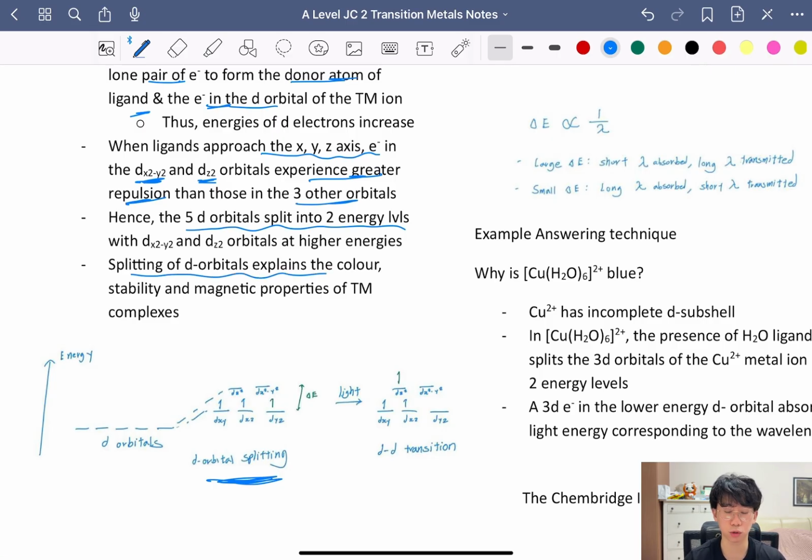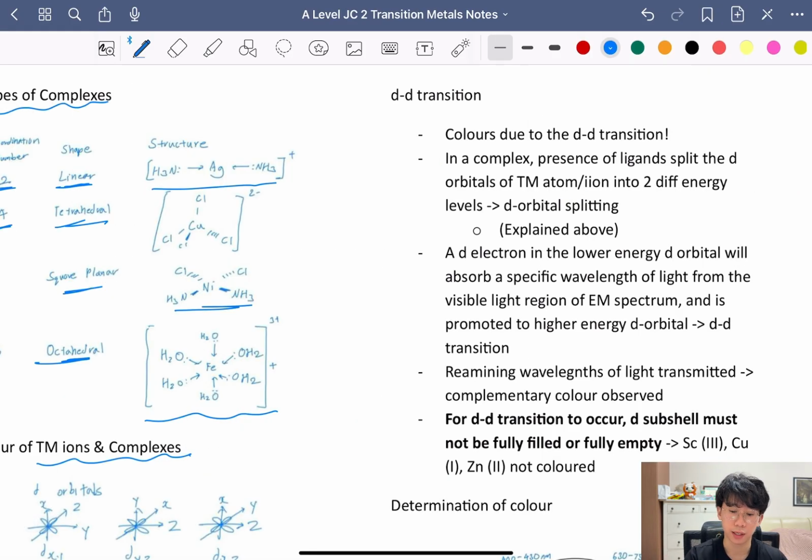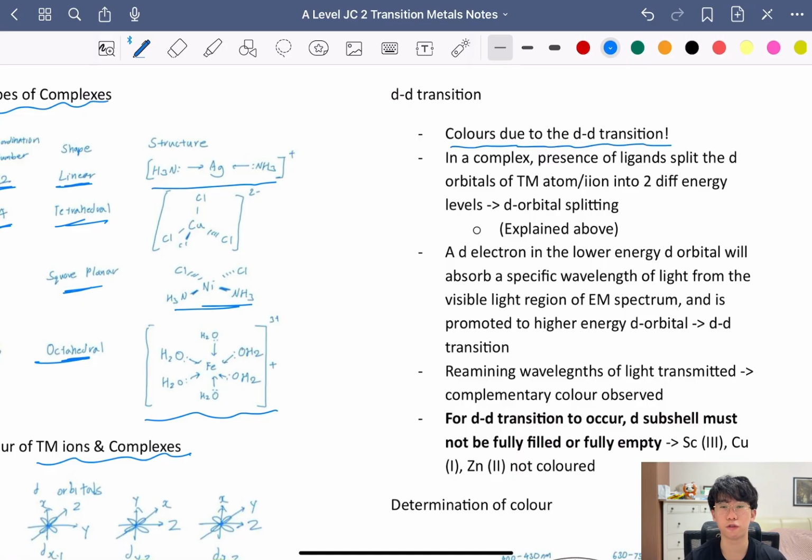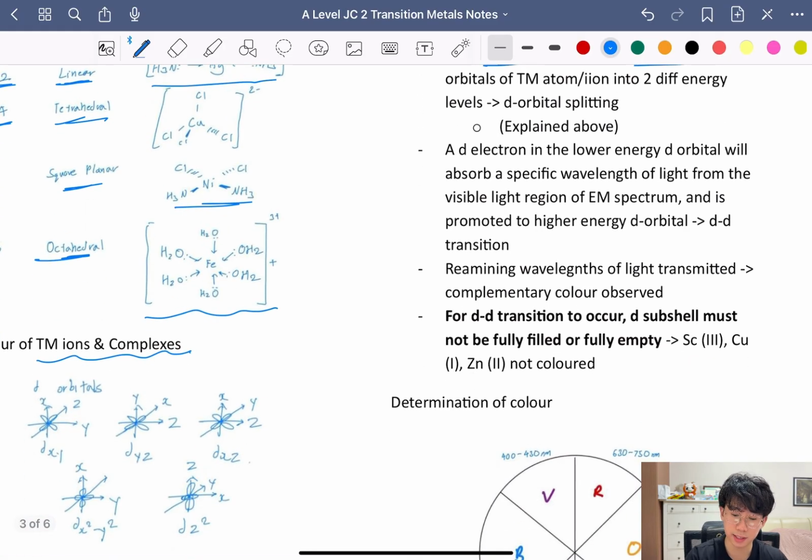Now, the splitting of the d orbitals will explain the color and stability and the magnetic properties of the complexes. And this is covered in the d to d transition. So what is d to d transition? D to d transition is what determines the color of your complexes. In a complex, the presence of your ligands will split the d orbitals as I said just now, and the d electron in the lower energy d orbitals will absorb a specific wavelength of light from the visible spectrum. And this would promote the electron from the lower energy d orbital to a higher energy one, and this is why it's called the d to d transition.